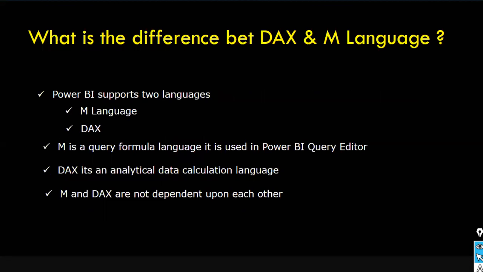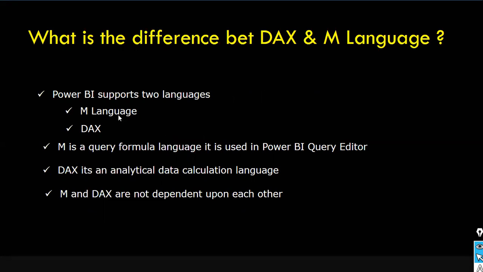And we discussed the M language as part of the Power Query Editor. There are two types of languages supported in Power BI. One is the M language, which we have already seen as part of the Power Query Editor, and the next one is DAX. And what is the M language? M is a query language used in the Power Query Editor, whereas DAX is an analytical data calculation language.